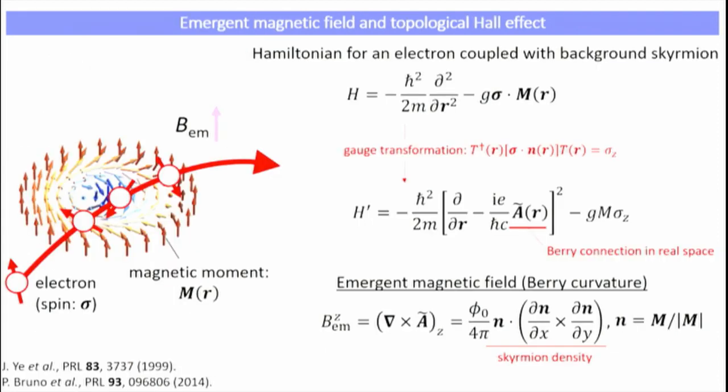As well as the diffraction technique and the real space observation technique, you can detect the topological property of the Skyrmion by measuring the Hall resistivity. This is the so-called topological Hall effect.